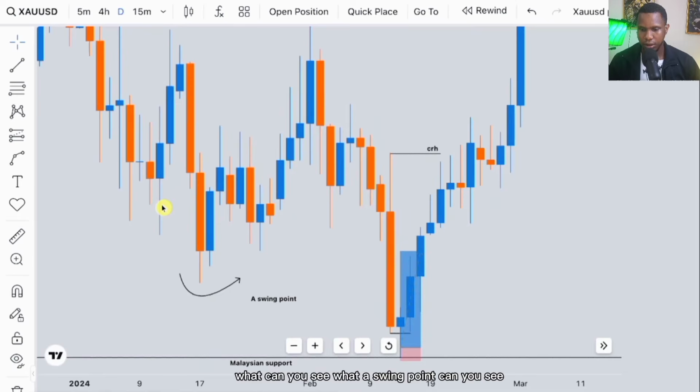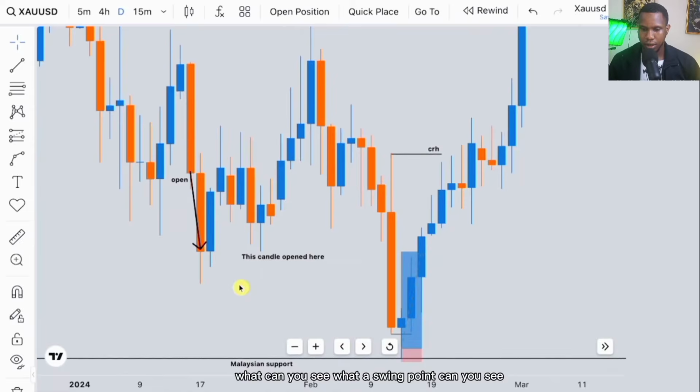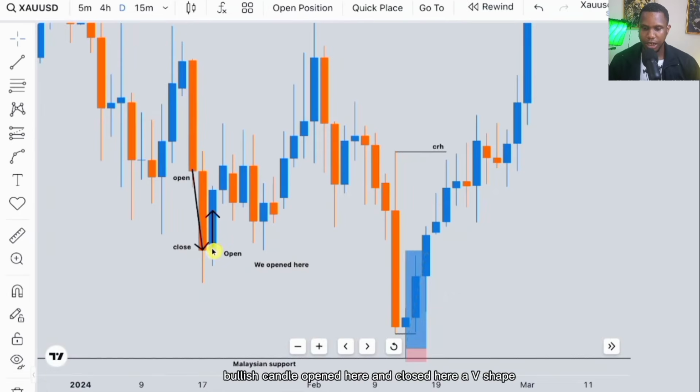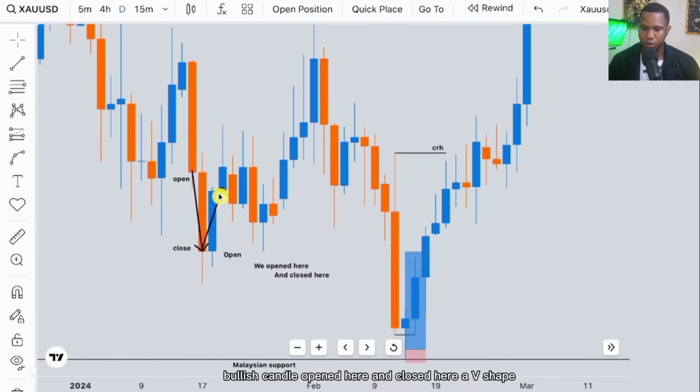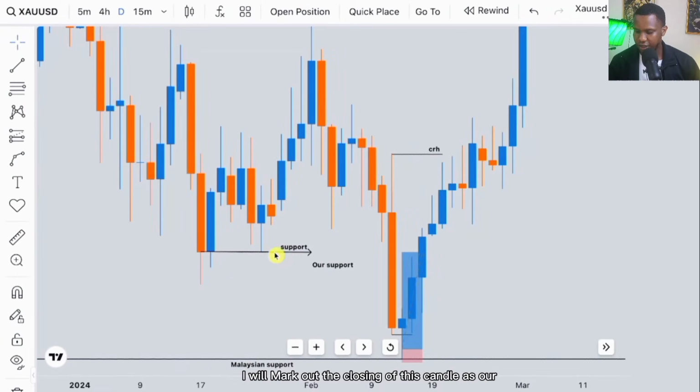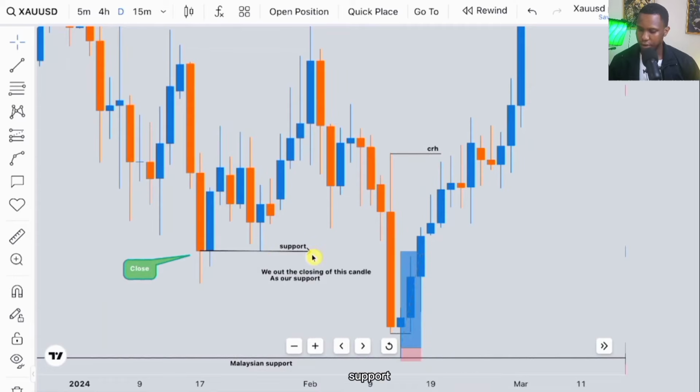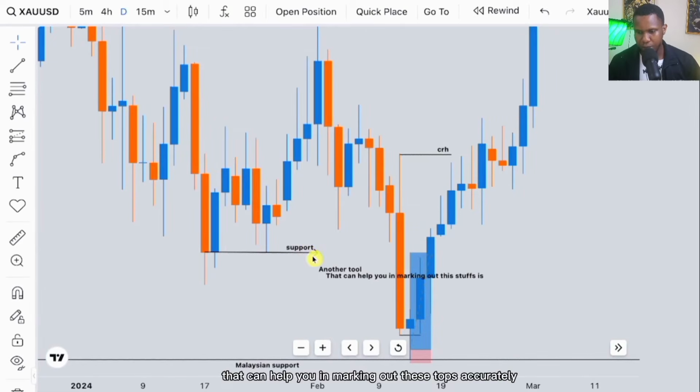What can you see? Well, a swing point. Can you see we opened here and closed here? Bullish candle opened here and closed here. A V shape. I will mark out the closing of this candle as our support. Another tool that can help you in marking out these levels accurately is what?